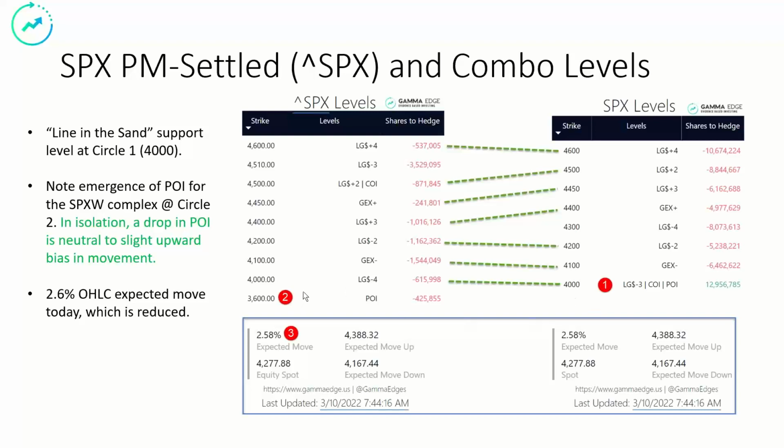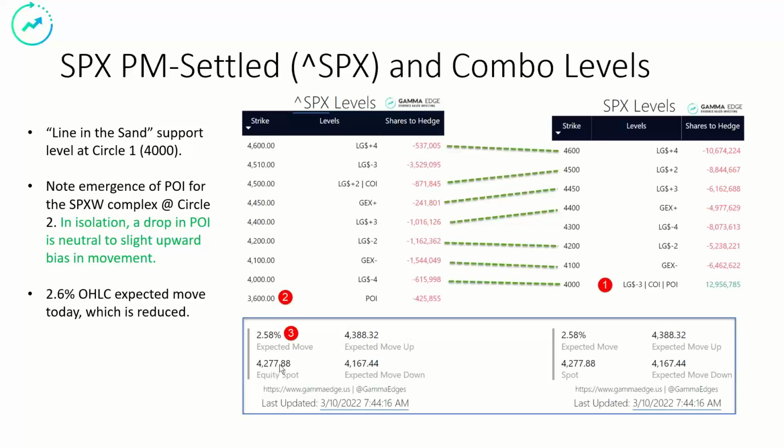Something has emerged here within the last day. We've actually seen POI, the put open interest on the weekly or the PM settled SPX complex drop to 3,600. Generally, when we just look at POI in general, this is actually a neutral move. The puts are moving away. They're not being added close to spot price.